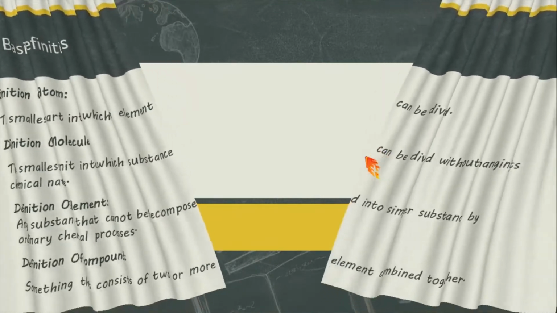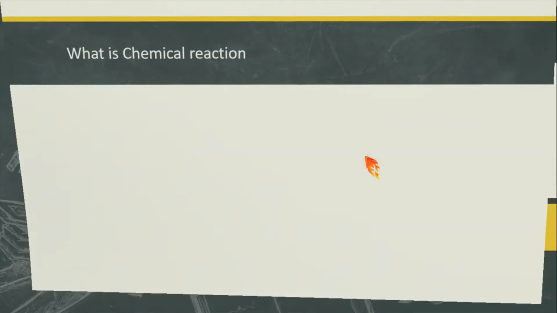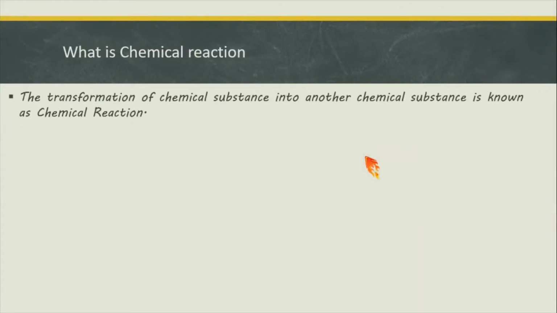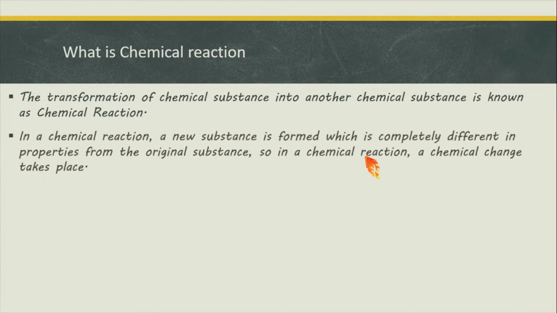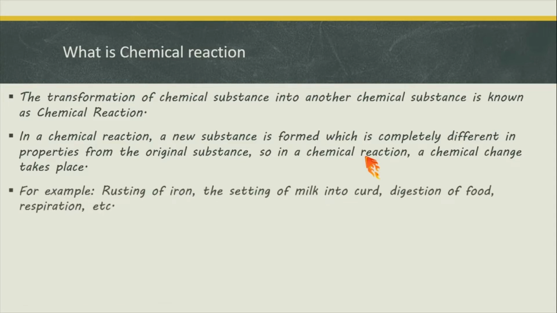So we're going to start with chemical reaction. So what's a chemical reaction? The transformation of a chemical substance into another chemical substance is known as a chemical reaction. In a chemical reaction, a new substance is formed, different in properties. It is completely different from the properties of the original substance. So, in a chemical reaction, a chemical change takes place. For example, rusting of iron, the setting of milk, and digestion of food, etc.